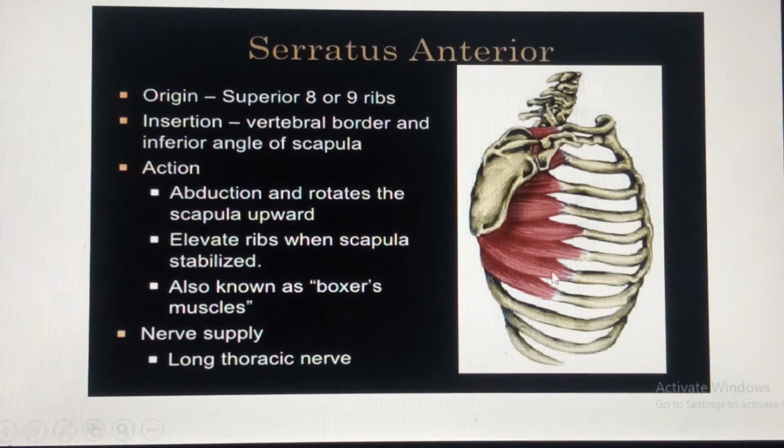Usually ribs 1 to 8, but sometimes even the 9th one could provide that kind of origin, so that its origin gives it a saw-shaped, sawtooth-shaped appearance, and that's why I call it serratus. Because this muscle takes origin from the anterior aspect, as you can see over here, we call it serratus anterior muscle. Very soon we will see the serratus posterior muscles as well.